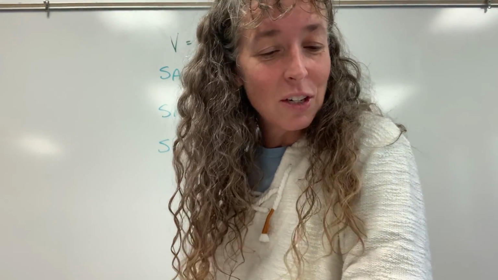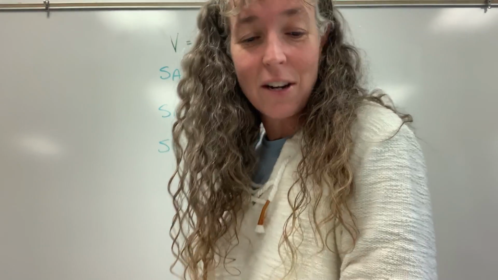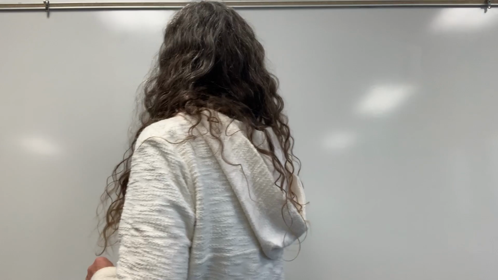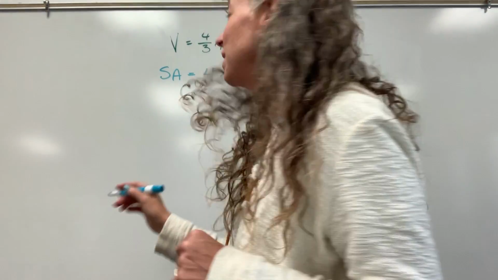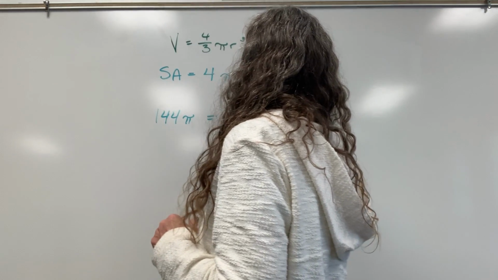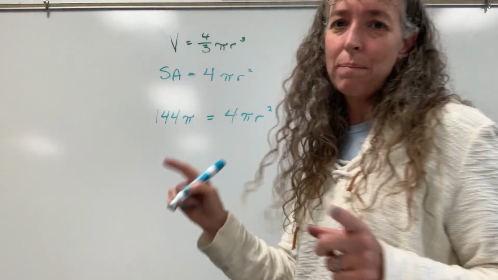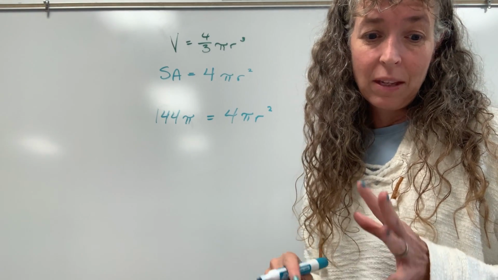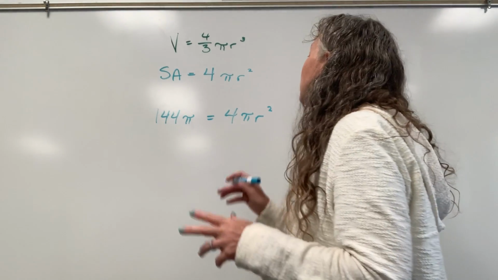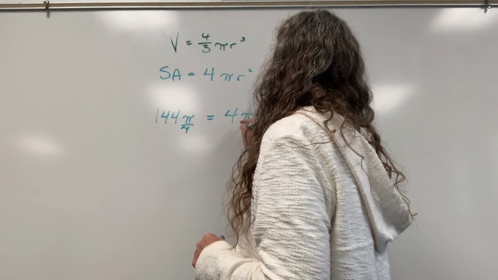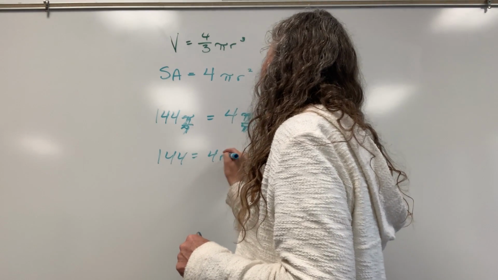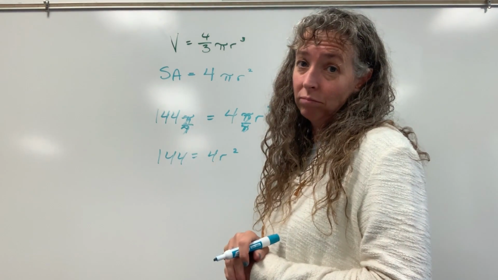Okay, so let's look at B. The volume of a sphere with the surface area of 144 pi. Sorry, guys. Surface area was given to us at 144 pi. And we have it equal our formula, because we have to work backwards from the surface area to find the radius to then use in the volume formula. So we're going to divide by pi. Then we're going to divide by what? 4.